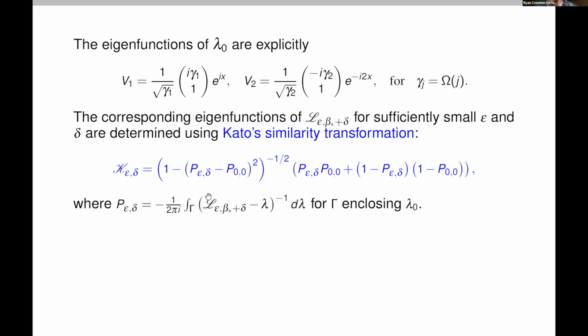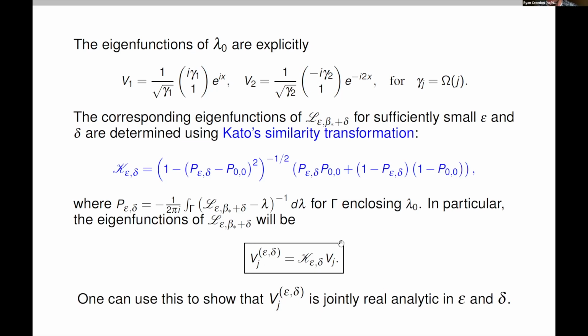Instead, we're going to be expanding all of this around epsilon equals 0 and around my beta star value, essentially. Okay, and so this is just explicitly giving you that connection between the eigenfunctions themselves and the eigenfunctions when epsilon and delta are non-zero. So at this point, we can basically conclude that my eigenfunctions are going to be real analytic in epsilon and delta, because this Kato similarity transformation is real analytic in epsilon and delta, because this function that I wrote down is real analytic, and also this projection operator is real analytic in epsilon and delta.